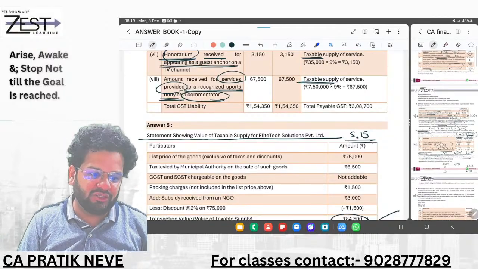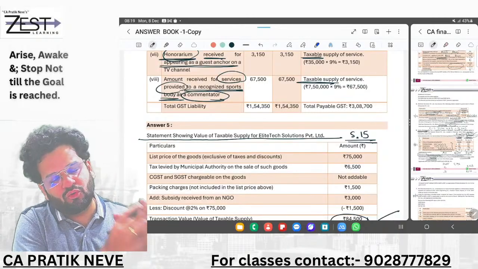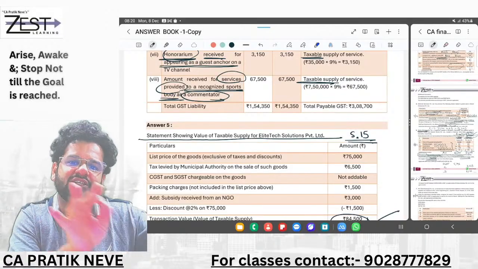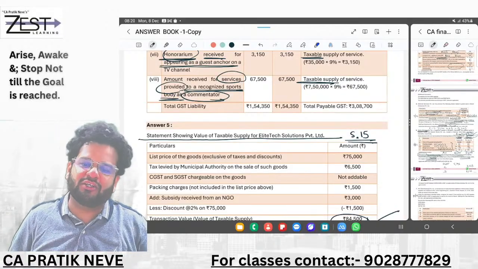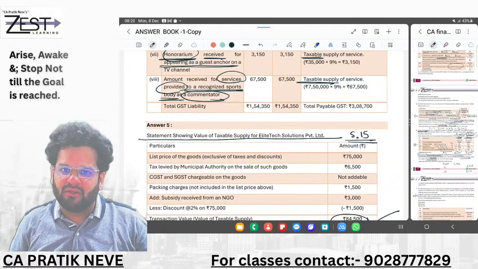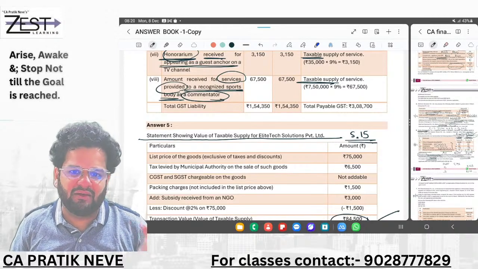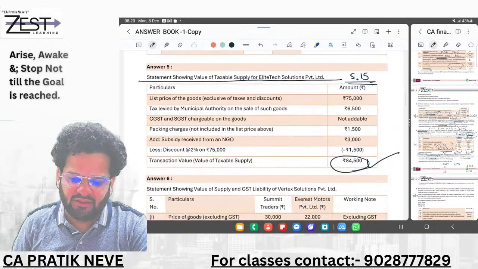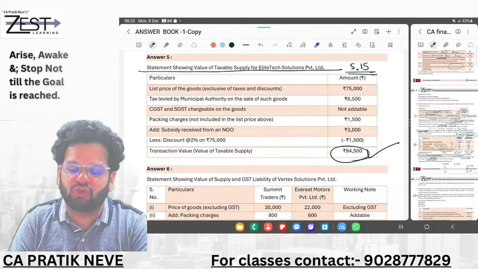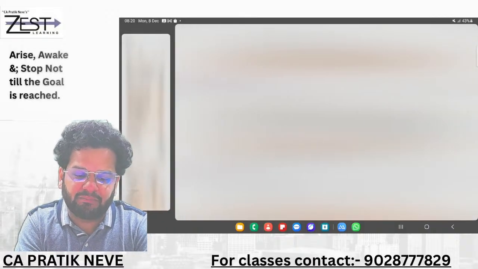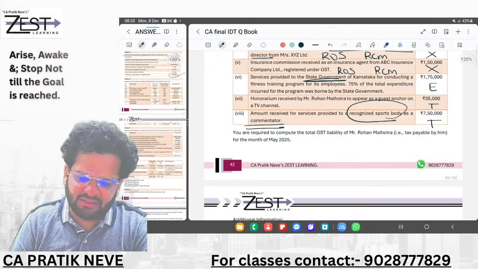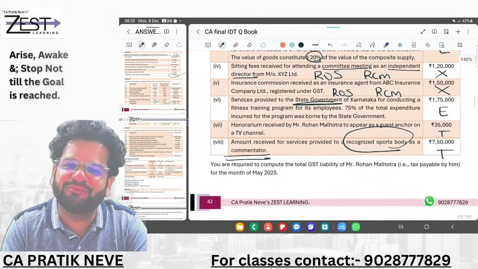So this way, what you could have done is a computation of value of supply and GST payable for the month, with particulars and amount in rupees. You would first get to the value of supply, then separately calculate CGST and SGST. So you can do that combined working also. No need to separately calculate GST on each taxable supply. Is it clear, all of you?